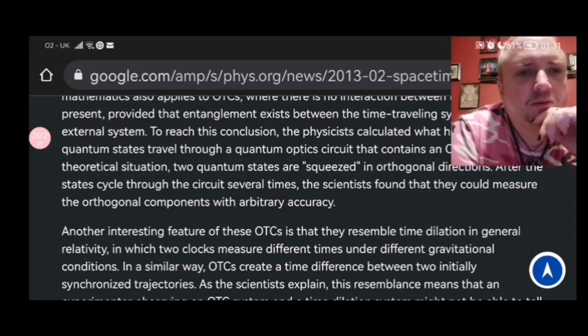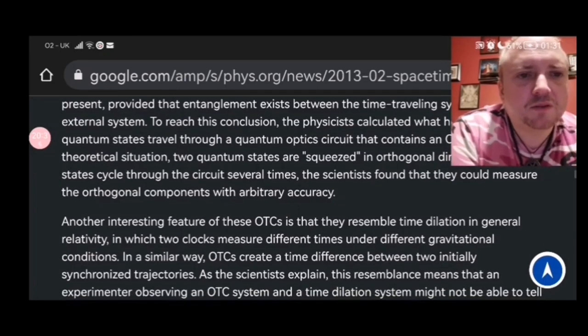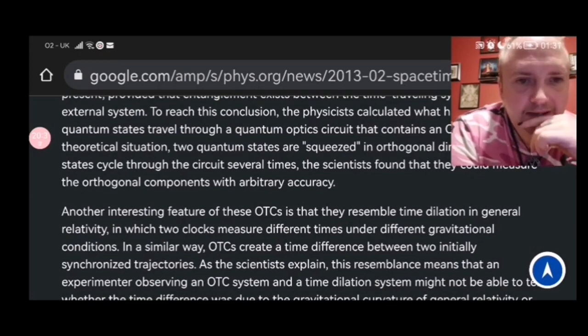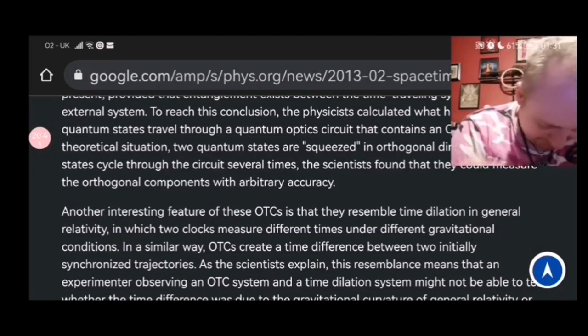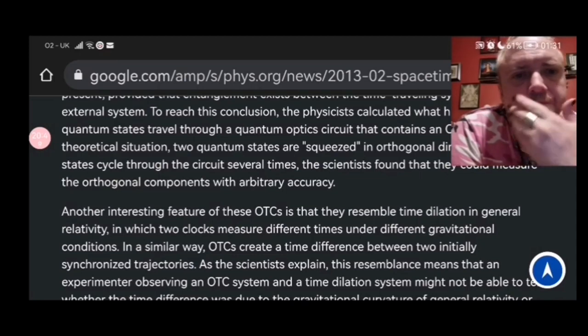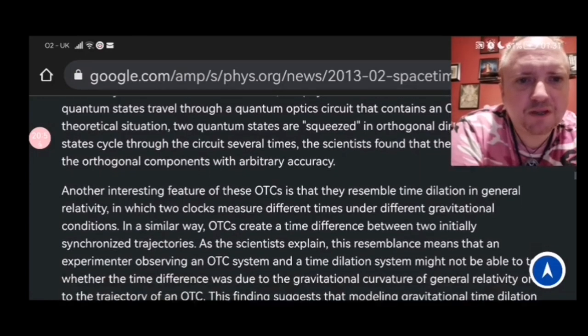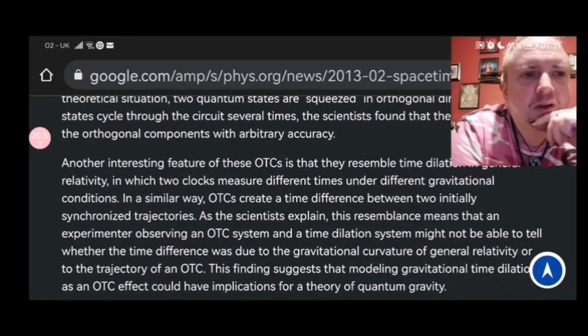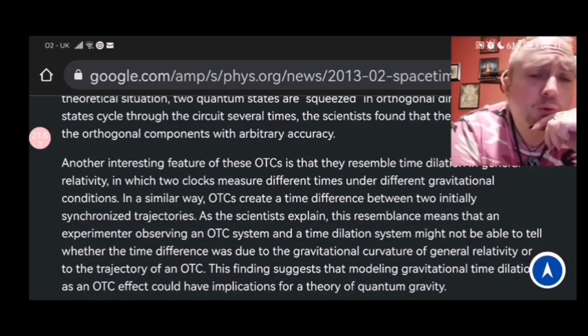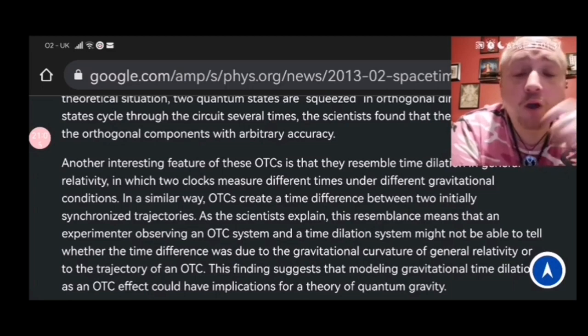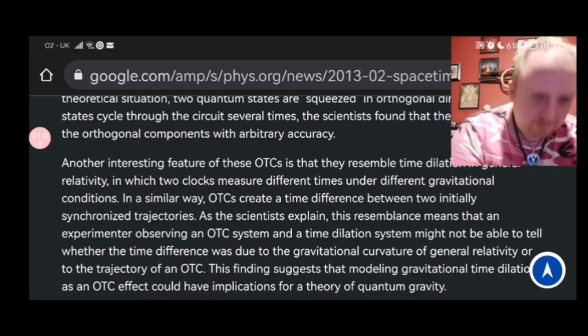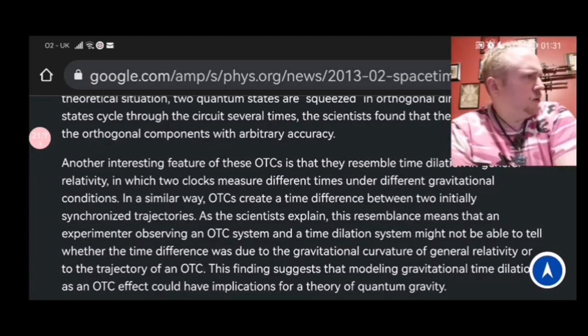Another interesting feature of the OTCs is that they resemble time dilation in general relativity, in which two clocks measure different times under different gravitational conditions. In a similar way, OTCs create a time difference between two initially synchronized trajectories. Pardon me. As the scientists explain, this resemblance means that an experimenter observing an OTC system and a time dilation system might not be able to tell whether the time difference was due to the gravitational curvature of general relativity or to the trajectory of an OTC. Oh, hell.